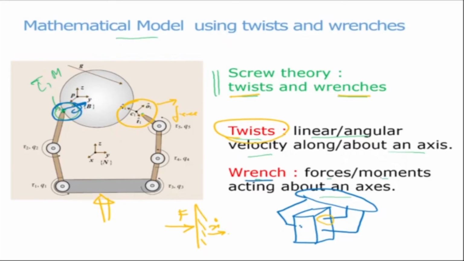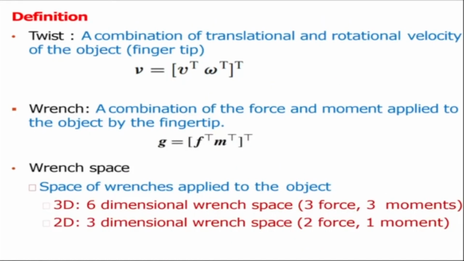So wrenches are the forces and moments acting about an axis when contact has been made. By definition, a twist is a combination of translation and rotational velocity of the object at the fingertip, which is given by a linear velocity. There are 3 components and 3 angular velocities. Now a wrench is a combination of the force and moment applied to the object by the fingertip. There are 3 forces, Fx, Fy, Fz, and 3 moments, Mx, My, and Mz.